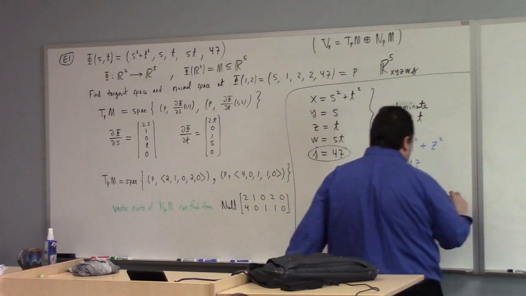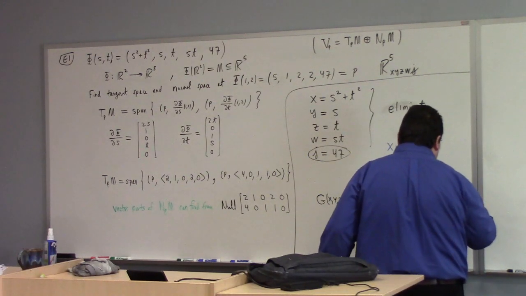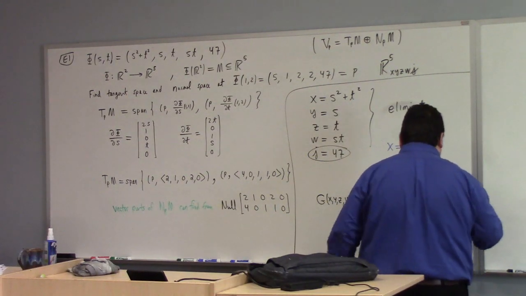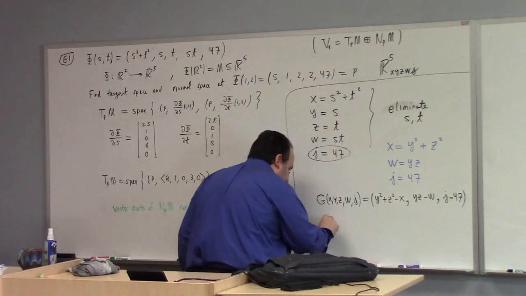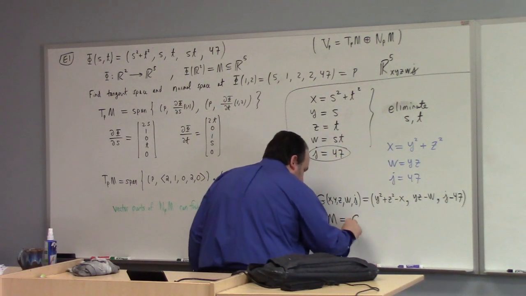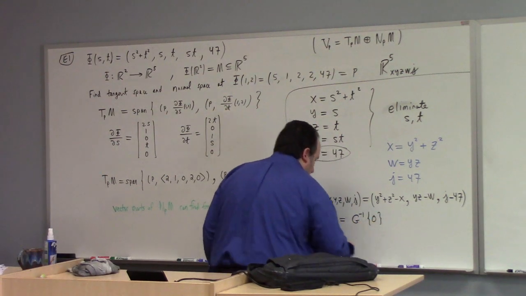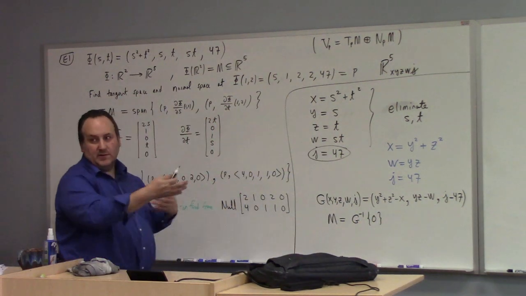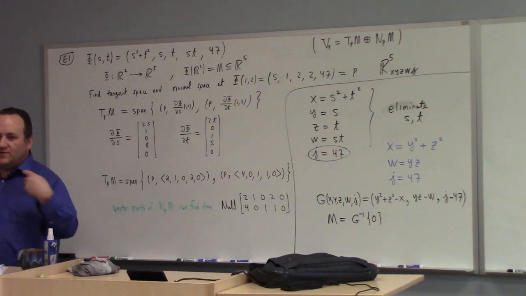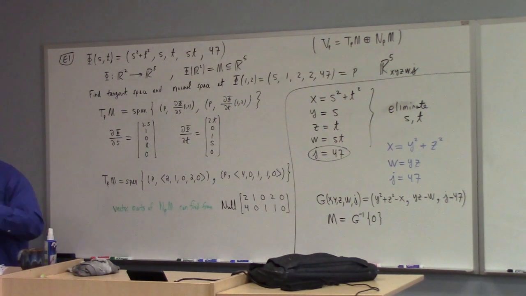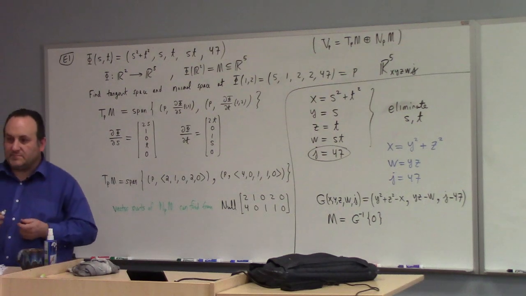So here's the thing, guys. You can always rearrange these equations so that your manifold in question is the inverse image of 0. You can always take equations and put all the junk on one side and have it equal to 0. This is always an option.